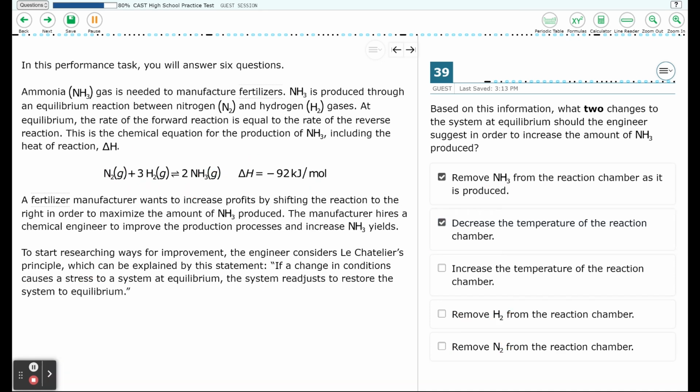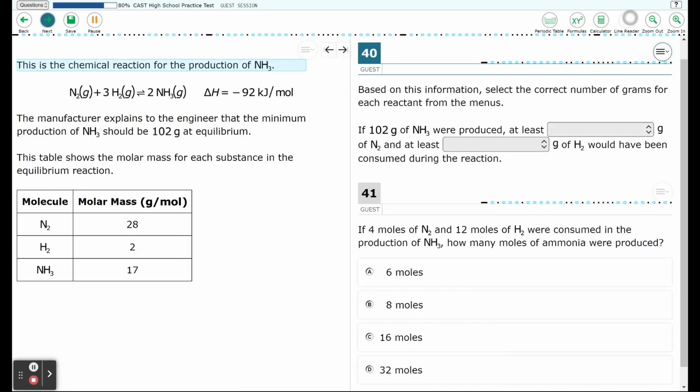All right, moving on to question number 40. This is the chemical reaction for the production of NH3. We looked at this last time. The manufacturer explains to the engineer that the minimum production of NH3 should be 102 grams at equilibrium. This table shows the molar mass for each substance in the equilibrium reaction.